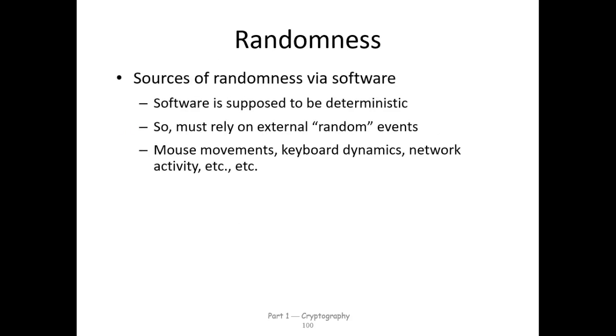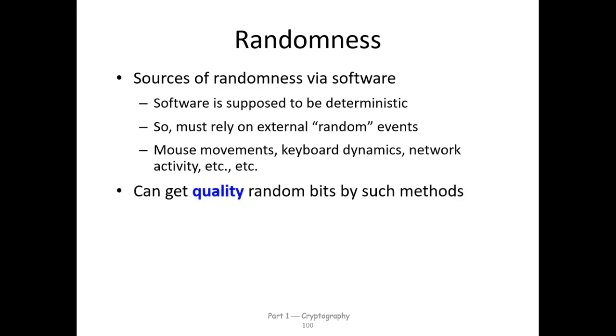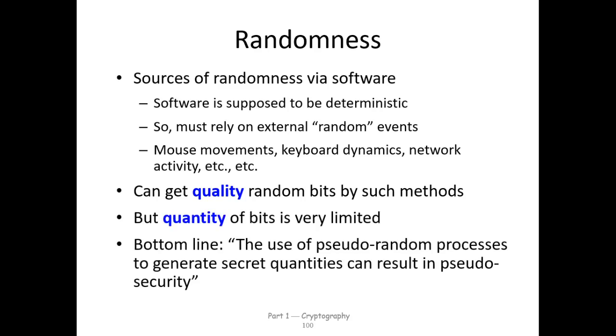Now, source of randomness via software. Software is supposed to be deterministic, so it must rely on external random events: mouse movements, keyboard dynamics, network activity, etc. We can get quality random bits by such methods, but the quality of bits is very limited. The bottom line: the use of pseudo-random processes to generate secret quantities can result in pseudo-security. So that's the importance of randomness.